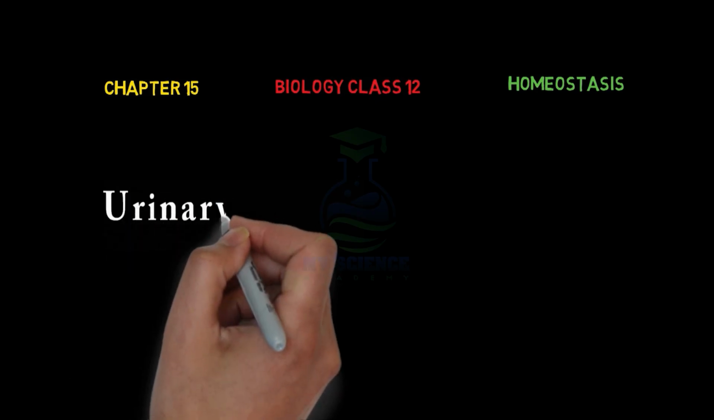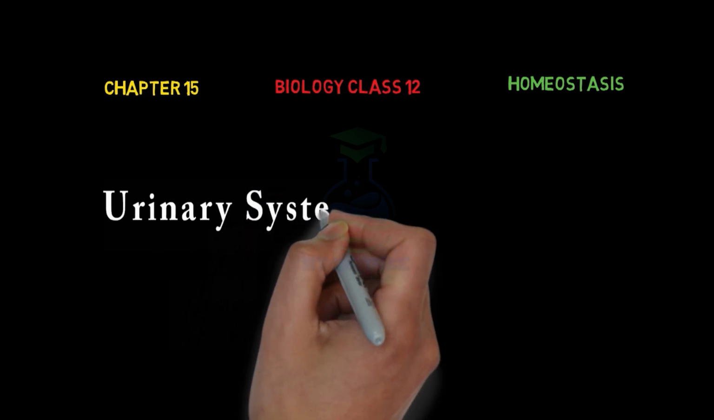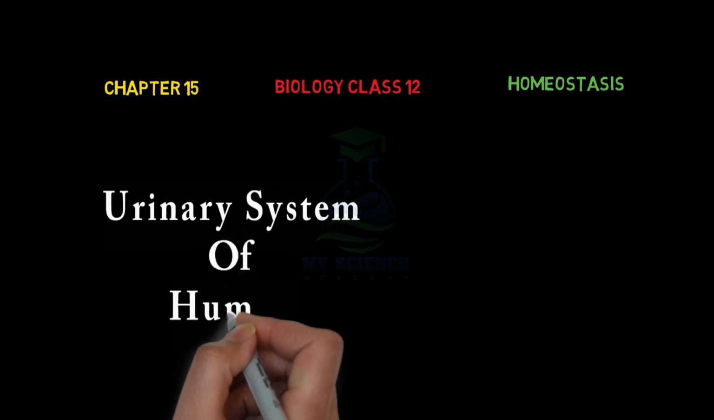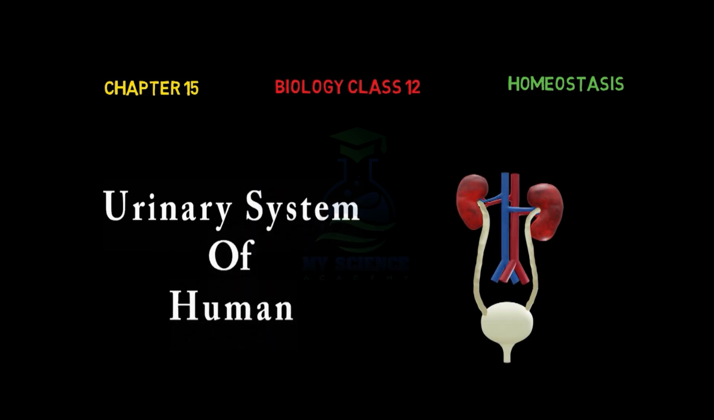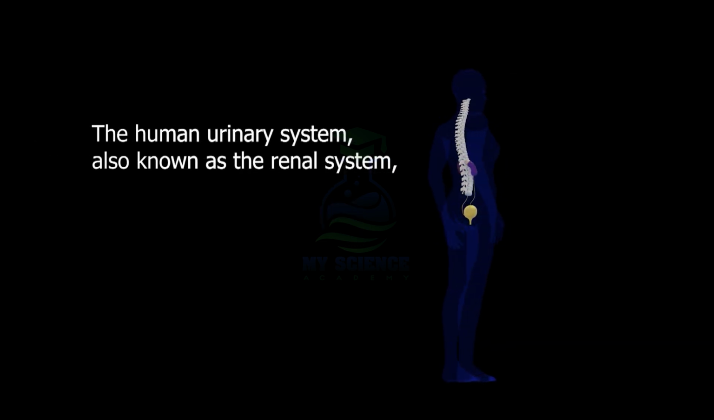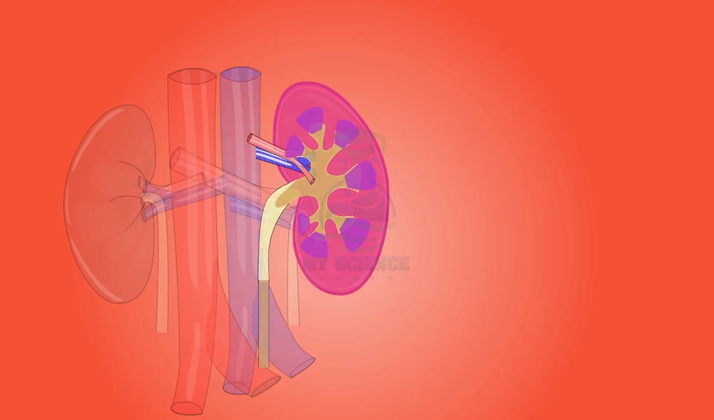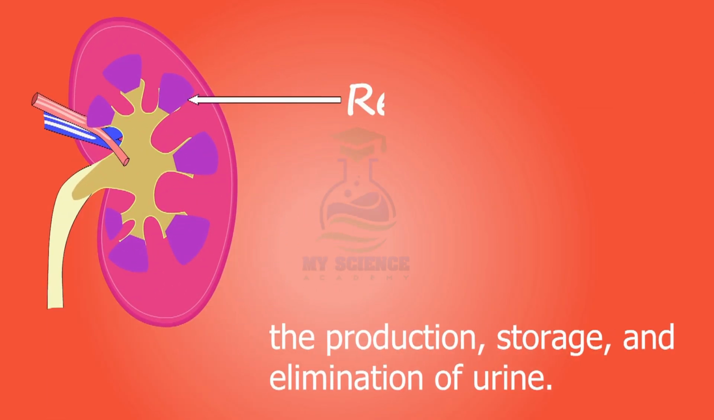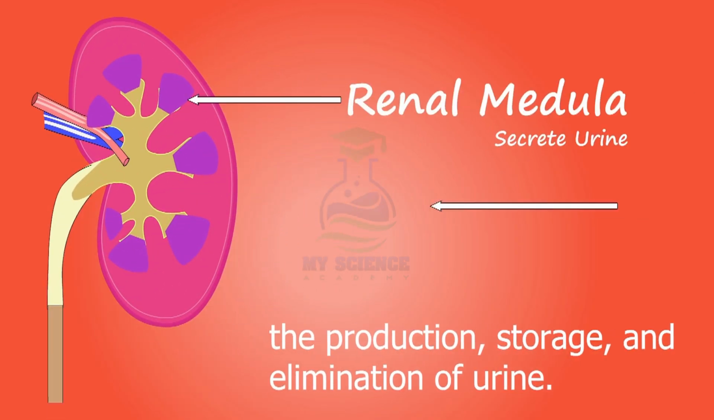Hello everyone. Today in this video you will learn the urinary system of human. The urinary system of human is also known as the renal system. It consists of all those organs which are responsible for the production, storage and elimination of urine.